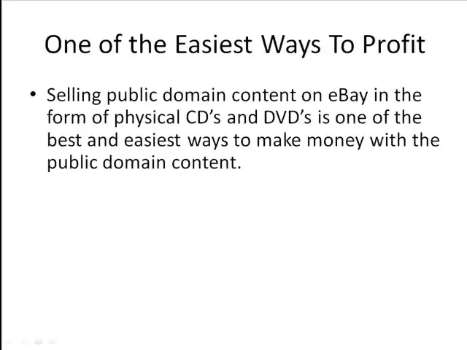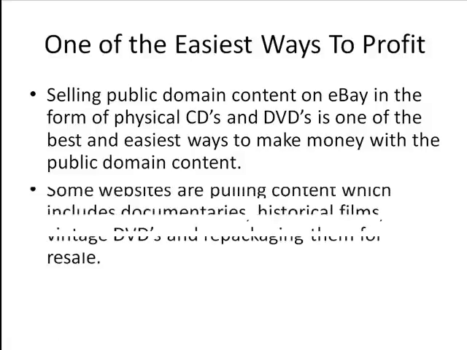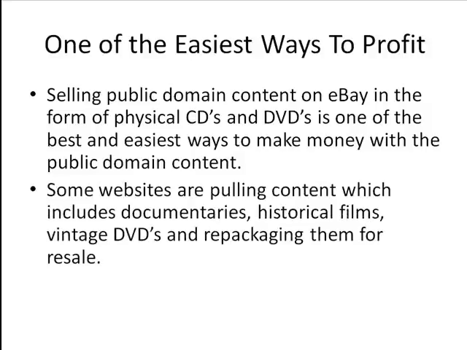One of the easiest ways to profit from public domain, to wrap this up, is to go through eBay. Selling public domain content on eBay in the form of physical CDs and DVDs is one of the best and easiest ways to make money with public domain content. You take the public domain book, or whatever the content is, compile it onto a CD or DVD, burn it, and sell it through eBay. Some websites are pulling content which includes documentaries, historical films, and vintage DVDs, and repackaging them for resale. These are online merchants selling them through eBay or other websites as well.